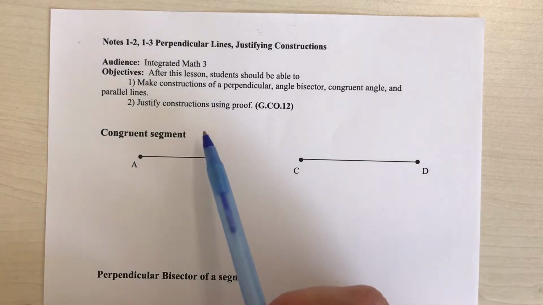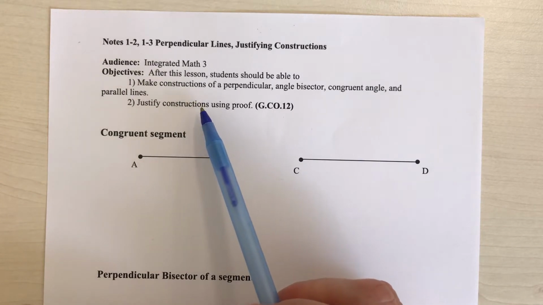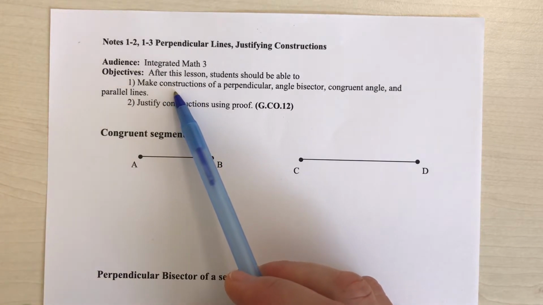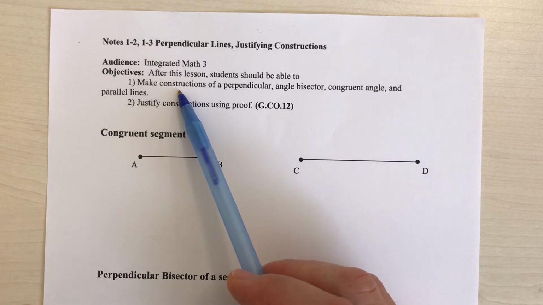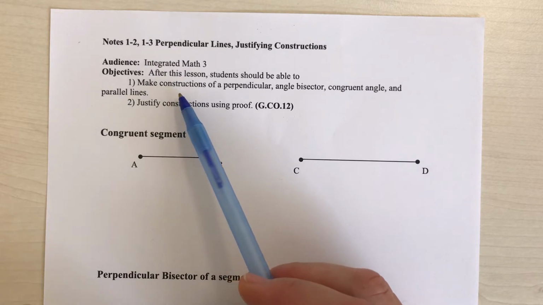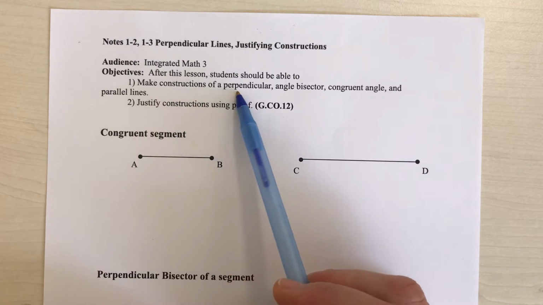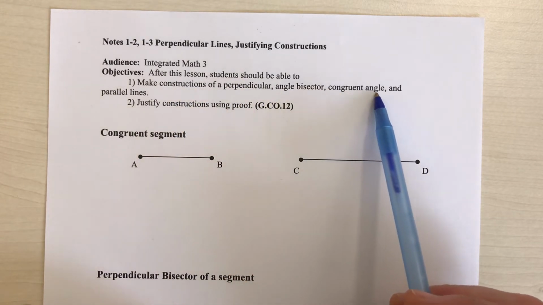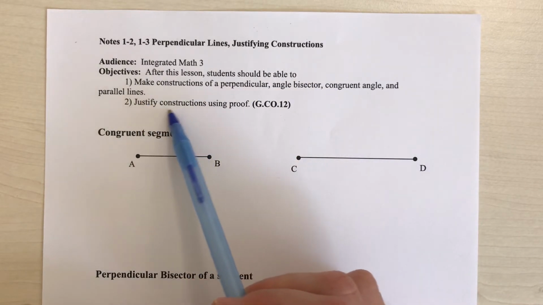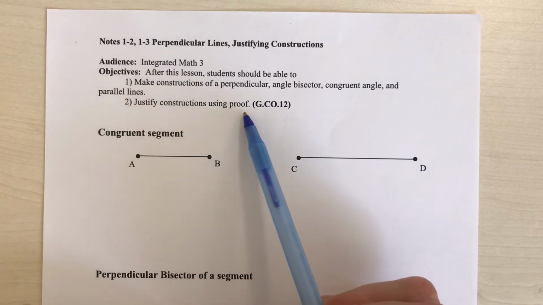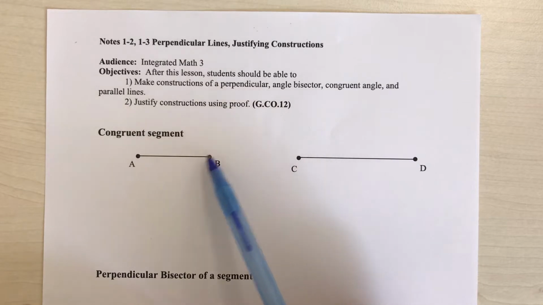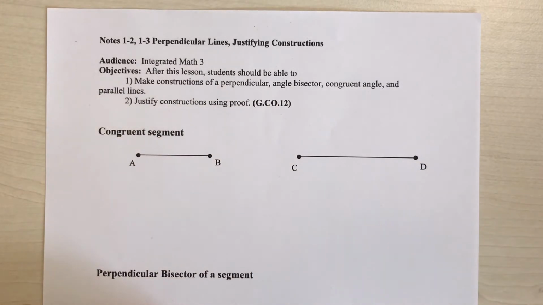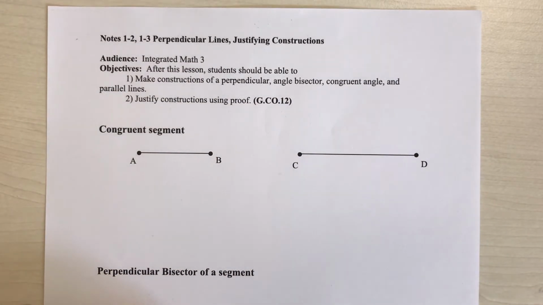So the goal for today, there are a lot of different kinds of constructions. The idea of construction is we're going to make something. We are going to construct a relationship. And the ones that we're going to look at make constructions of a perpendicular, angle bisector, congruent angle, and parallel lines. And then we're going to justify them using some proof. So not only are we going to do them, but then we're going to look at why they actually work.